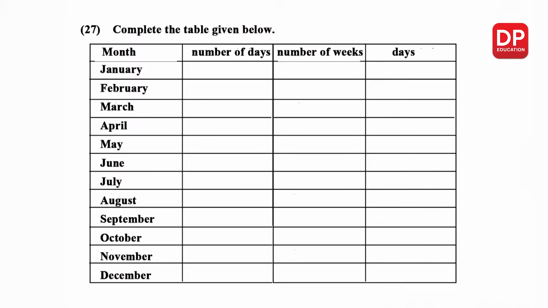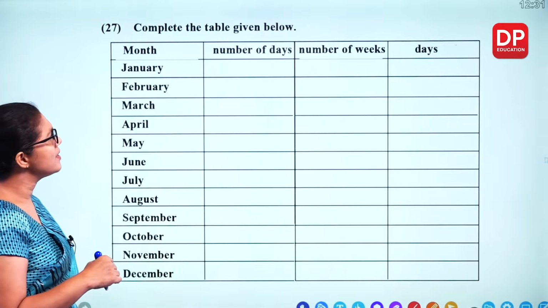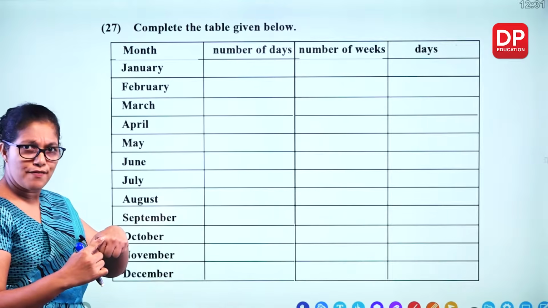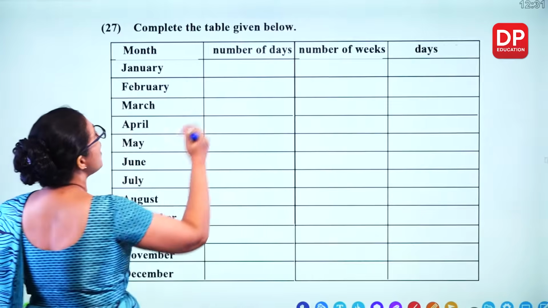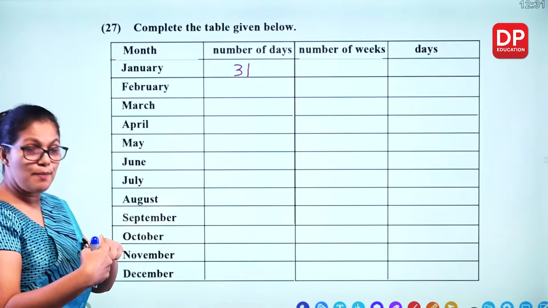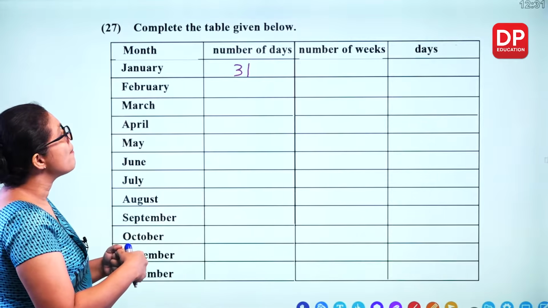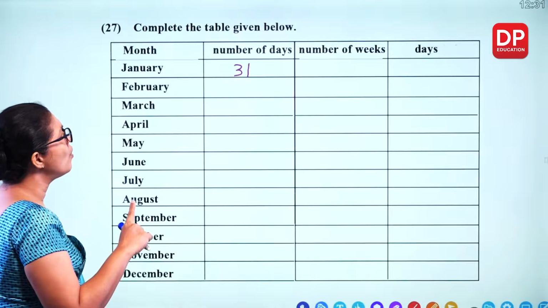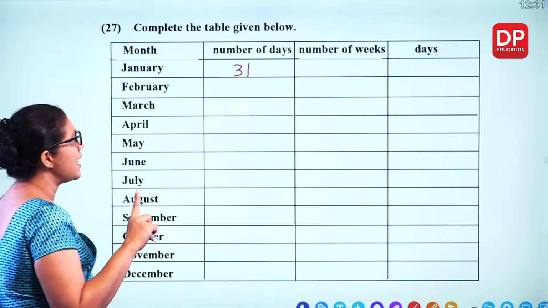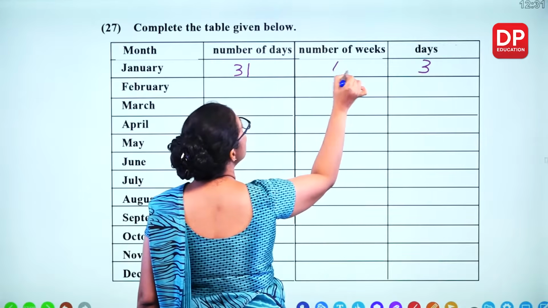Complete the table given below. January, February, March, the months are there. Number of days. So how do we identify the number of days? When you keep your hand like this, you can start January from here. January, 31 days. And when you take this one, all these are 31 and in between, that's 30. So number of weeks, divide by 4. 4 times 7, 28. 28 and 3 days remaining. So 4 weeks and 3 days.